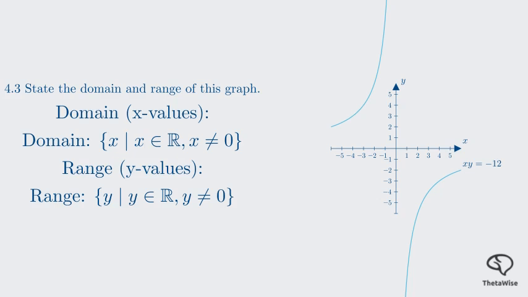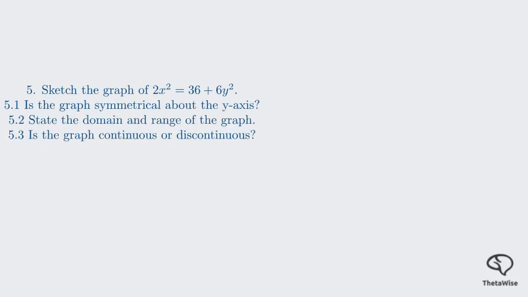In set notation, this is the set of all real numbers r excluding 0. This is the correct range. Our final question is number 5. We need to sketch the graph of 2x squared equals 36 plus 6y squared and answer 3 questions about it.